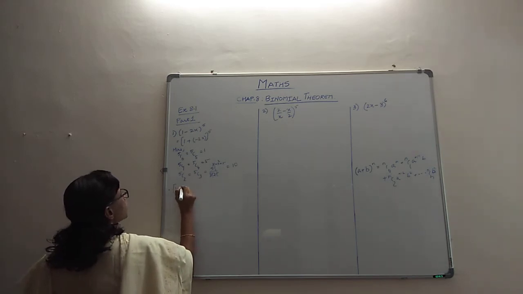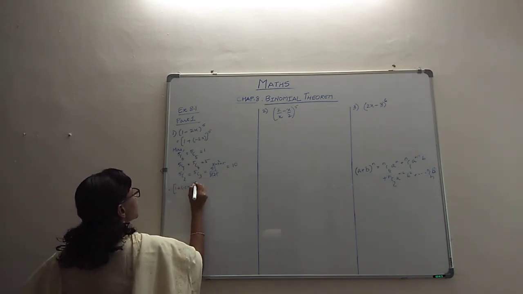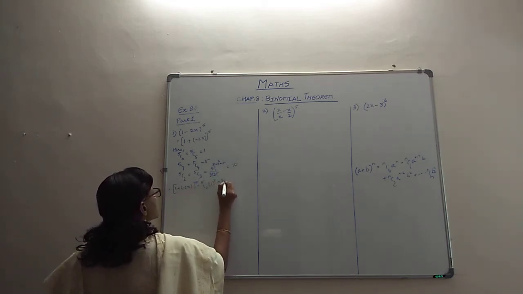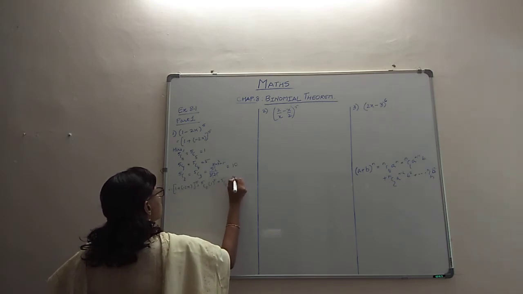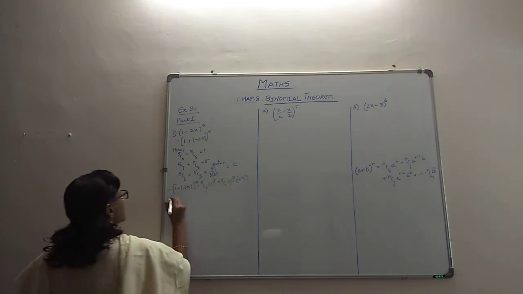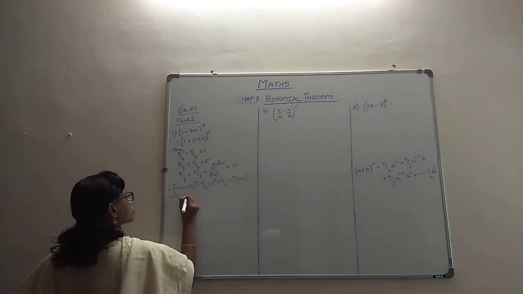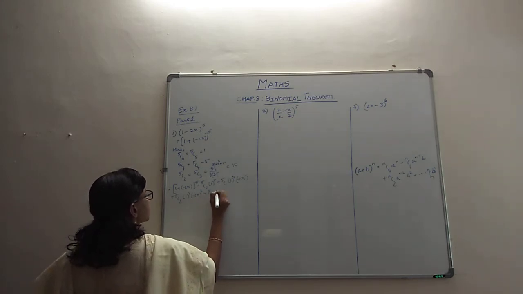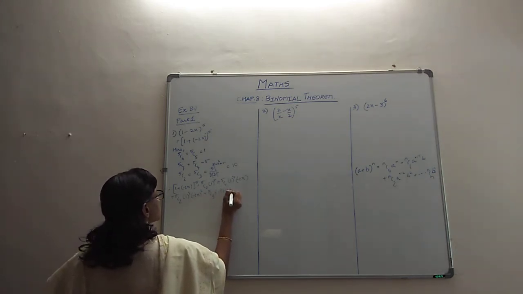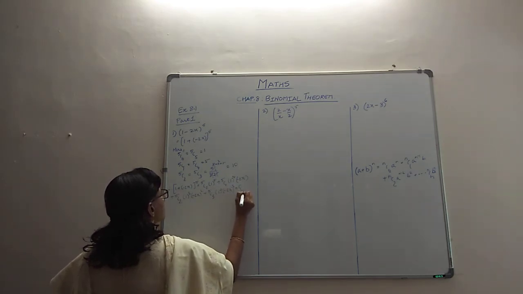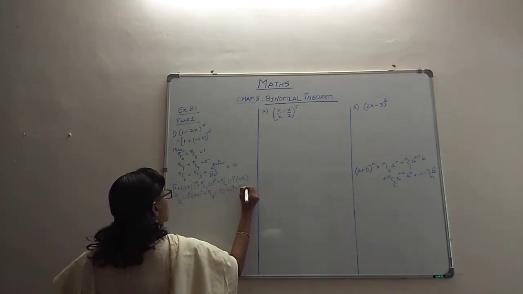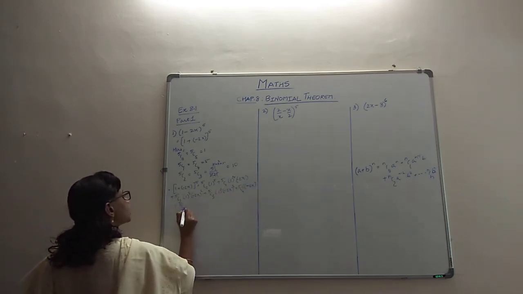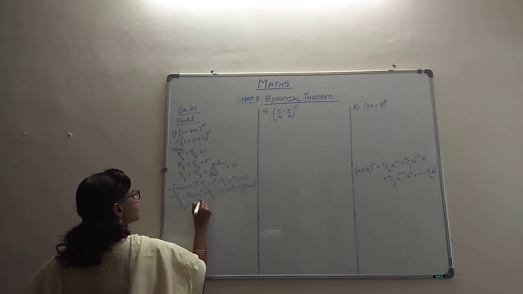Therefore, (1 plus minus 2x) whole raised to 5 by formula is 5C0, 1 raised to 5, plus 5C1, 1 raised to 4 and minus 2x starts, 5C2, 1 raised to 3 and minus 2x squared. Actually there is no need to write the powers of 1, but just because we are beginners, we are writing. Then 5C3, 1 raised to 2 and minus 2x raised to 3, then 5C4, 1 raised to 1 and minus 2x raised to 4, then 5C5 and minus 2x raised to 5.